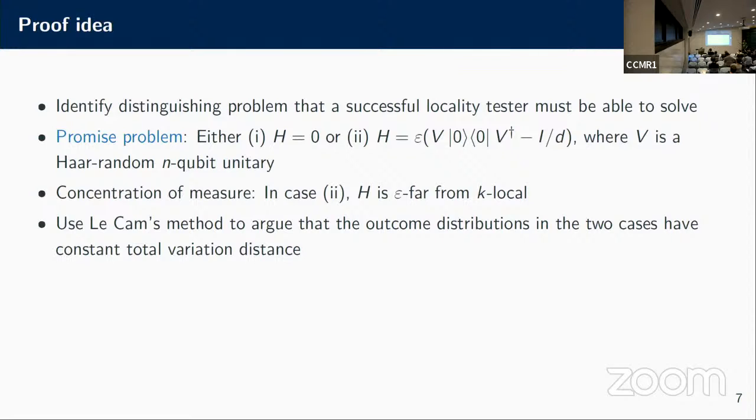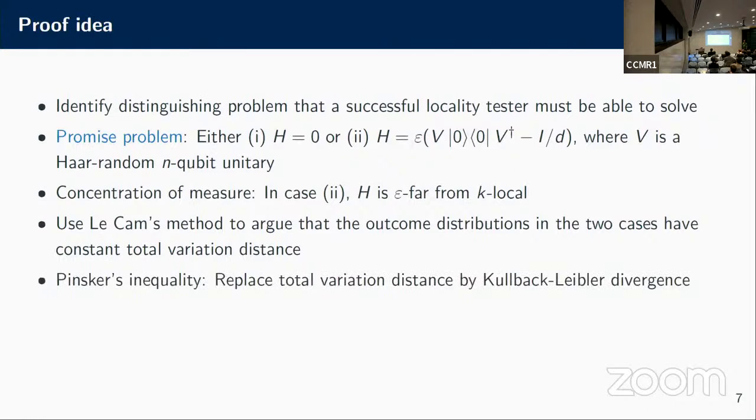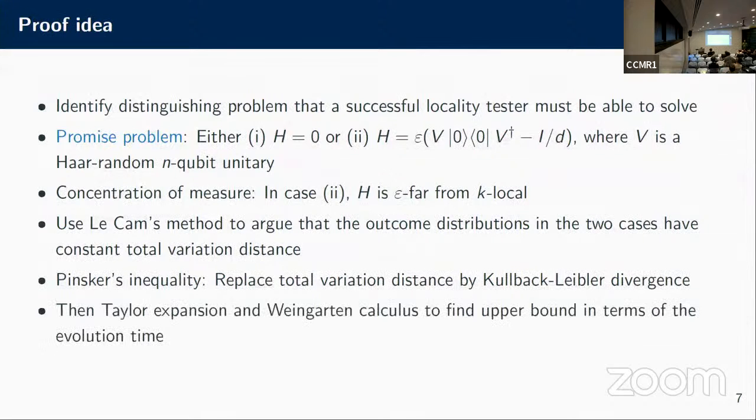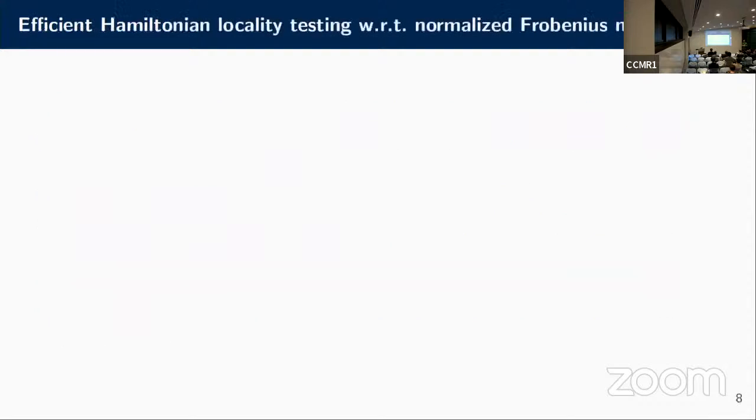And then we can use standard stuff like Le Cam's method to argue that the outcome distributions in the 2 cases also have to have a large total variation distance. Then you can bound the total variation distance using Pinsker's inequality by the Kullback-Leibler divergence, because that's nicer to work with in this case. And then you have to bound that, using Taylor expansion, Weingarten calculus, and all of that. This is the main work that goes into this, once you have the idea how to do it in the first place. Right. As I said, let's now come to more positive results.